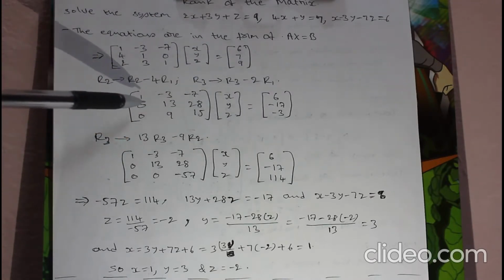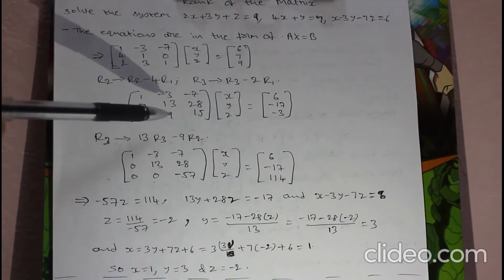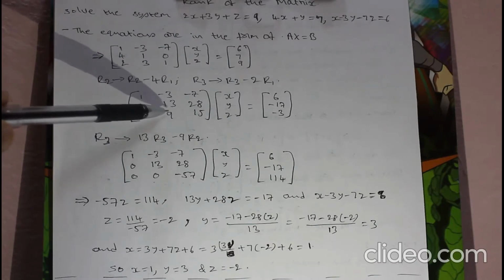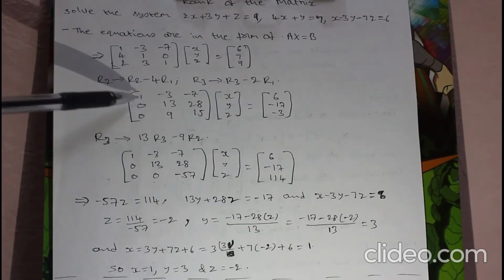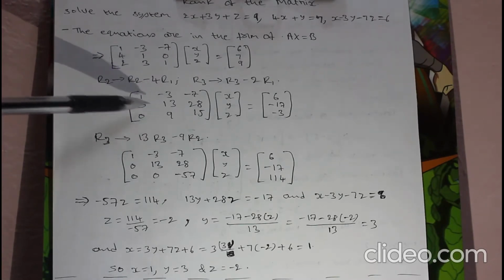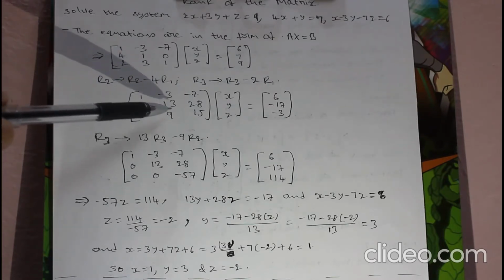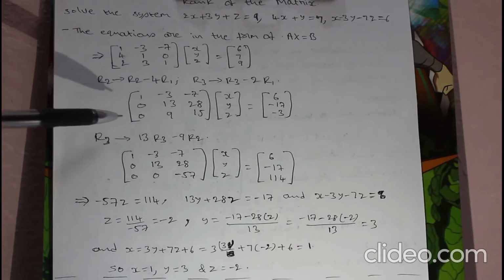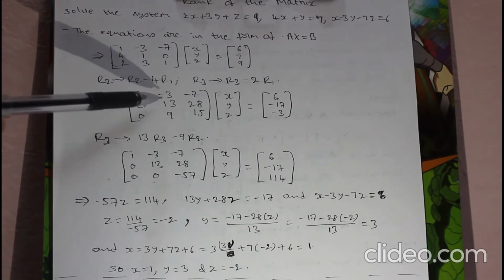Now we have already made these two elements 0. In order to make the diagonal element, one more element is left to make 0, that is 9. Now try to make this 0. How? By performing the third row operation, R3 as 13 into R3 minus 9 into R2. If you make that and subtract it, we will get the 0. So do that: R3 is 13 into R3 minus 9 into R2.